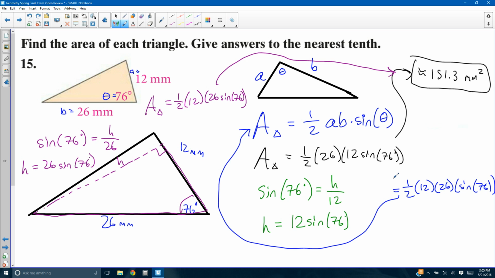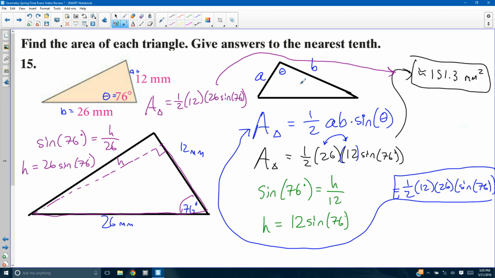Okay, I want you to look at the different times we've done this answer so far. Look at the black one. 1/2 times 26 times 12 times the sine of 76. 1/2 times 12 times 26 times the sine of 76. 1/2, 12 times 26 times the sine of 76. All right, this one's the exact same thing. It's just 12 and 26 were multiplied in a different order. So all of these give you the same thing.